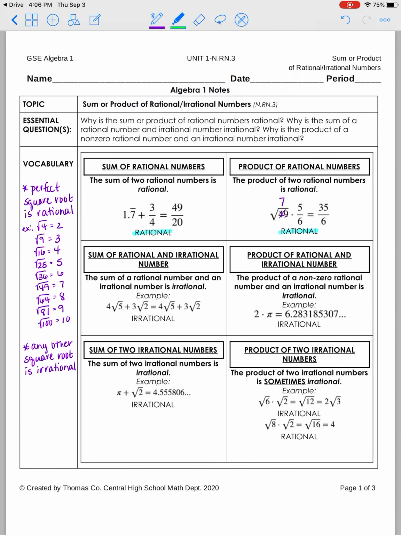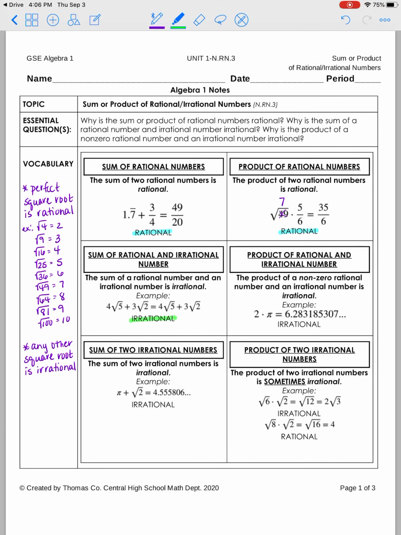Okay, what if I'm going to sum a rational and then an irrational number? Okay, so if we look here, 4 square roots of 5 plus 3 square roots of 2. We haven't really gotten into how to add these yet, but we cannot add them. So is this a number I can write as a fraction? No. So it is irrational. So no matter what, if I'm adding one rational and one irrational, my answer is going to be irrational.